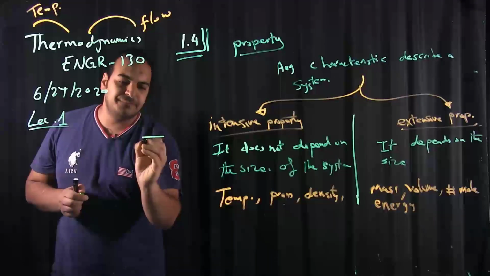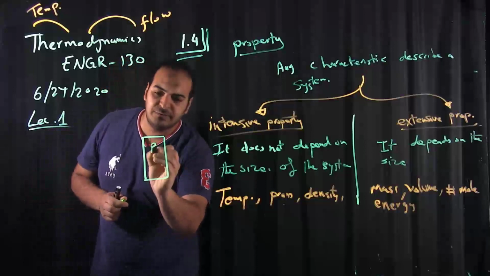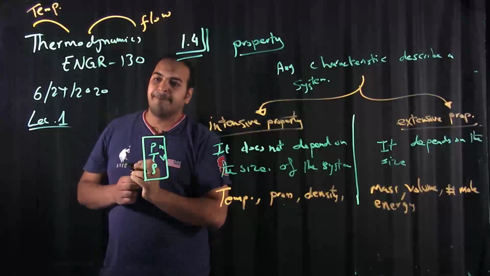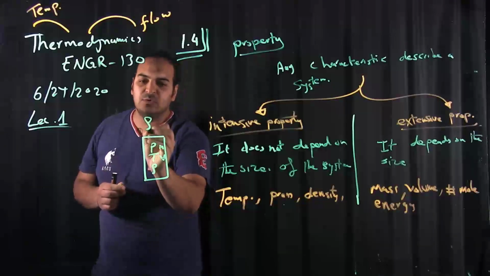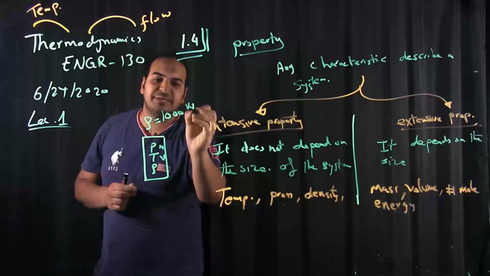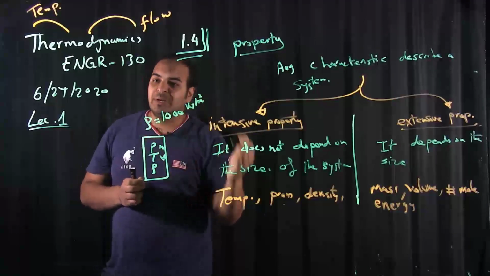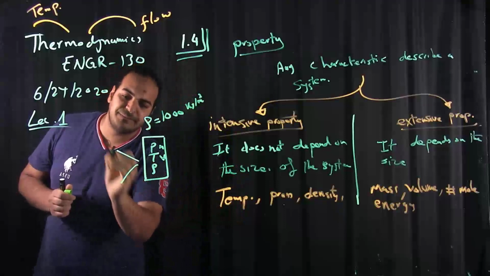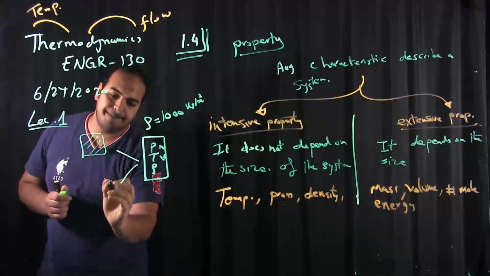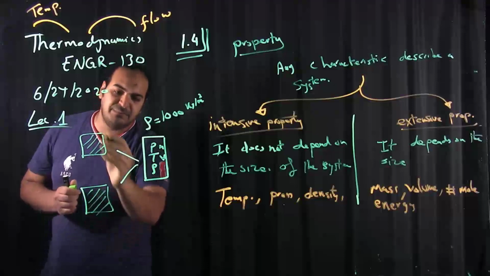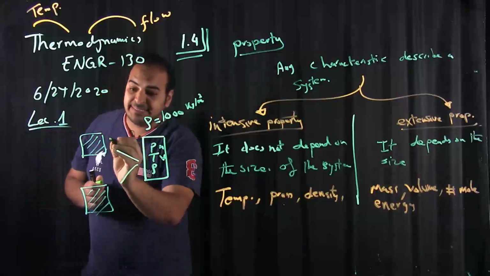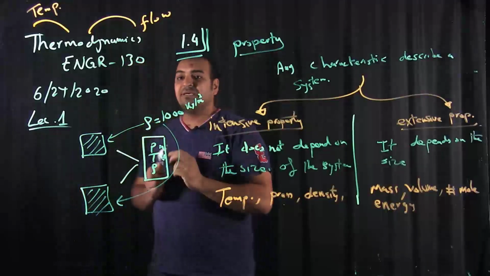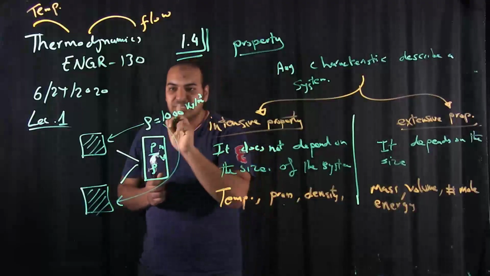Let's say you have a cup of water, and you have pressure, temperature, density, and a lot of things, and volume and mass, and so on. As you know, density for water is approximately 1,000 kilogram per meter cube, or specific volume 0.001 meter cube per kilogram. If I divide this by 2, I make this 2 cups. So the mass is divided by 2, and the volume divided by 2. But the density here is still 1,000. Because the density does not change, it does not depend on the size, this means this is an intensive property.